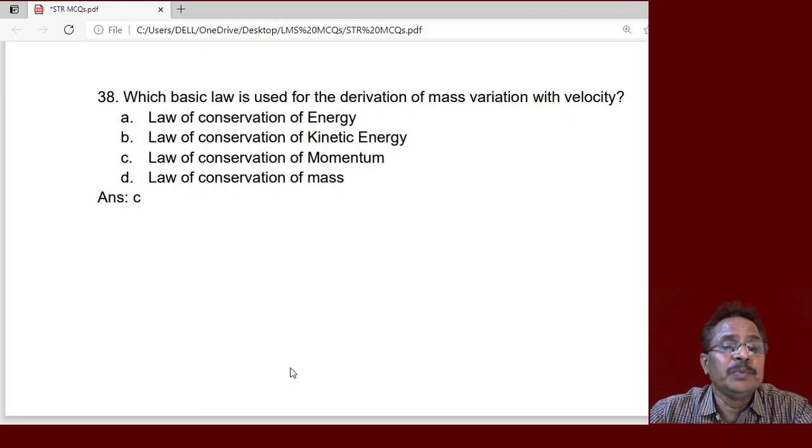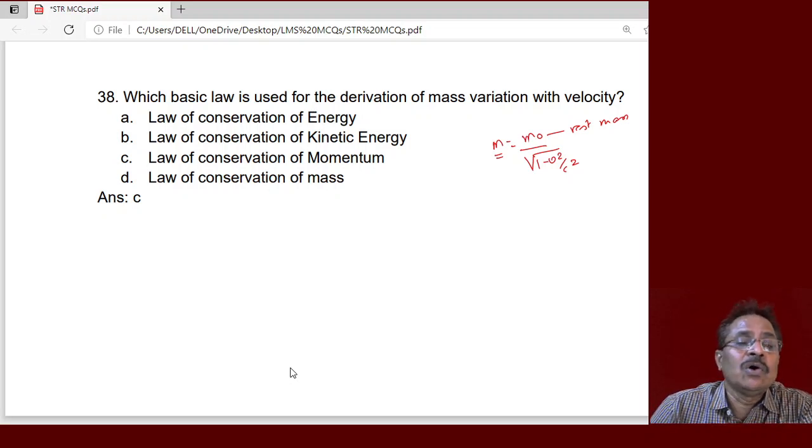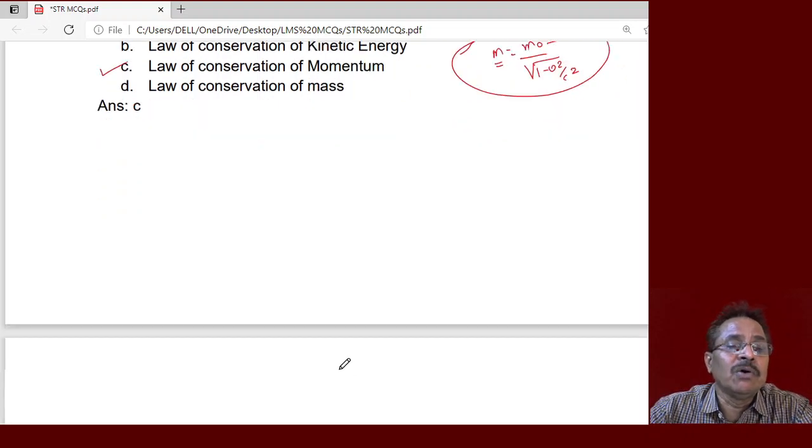Question 38: Which basic law is used for the derivation of mass variation with velocity? Here we see the mass variation with velocity: m is equal to m0 divided by the square root of 1 minus v square upon c square. This m is called the relativistic mass, and m0 is called the rest mass. The relativistic mass and rest mass are connected by this factor, and here we have to use the law of conservation of momentum to arrive at this relationship in the special theory of relativity. Therefore the correct answer to question 38 is C, law of conservation of momentum.